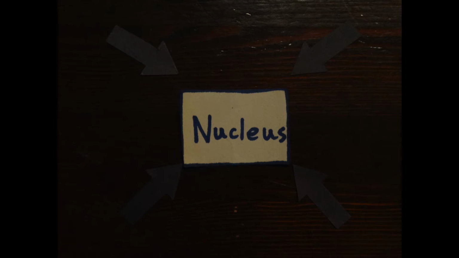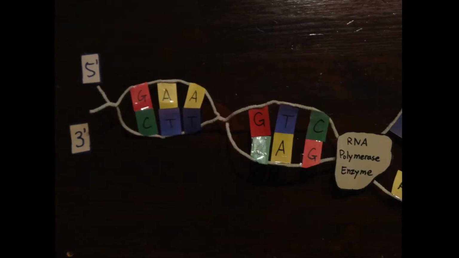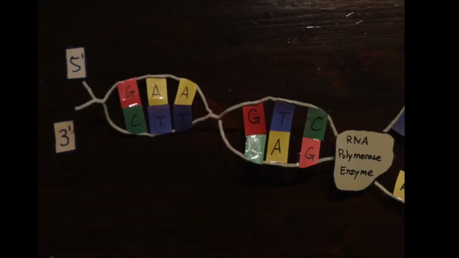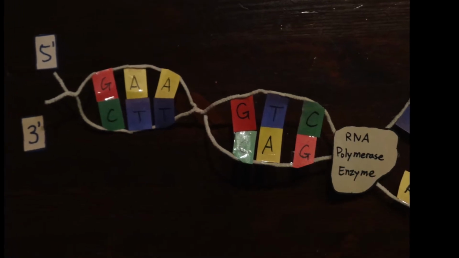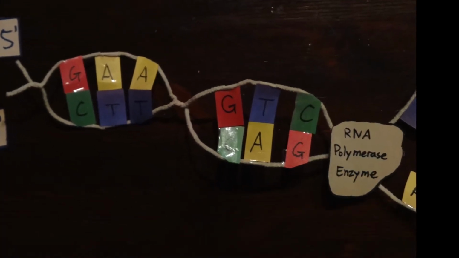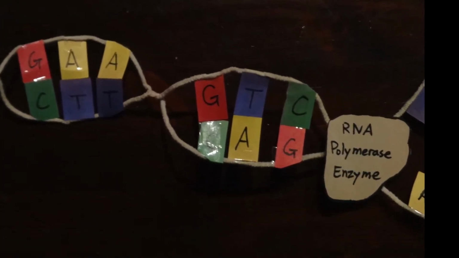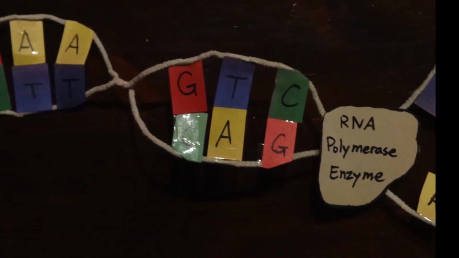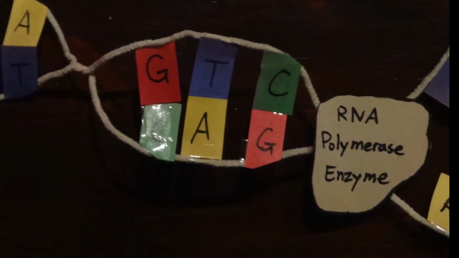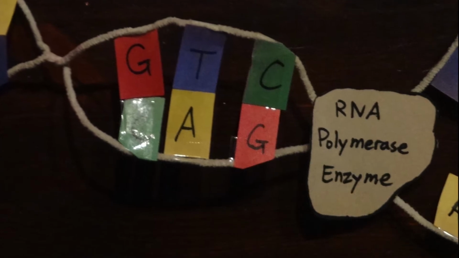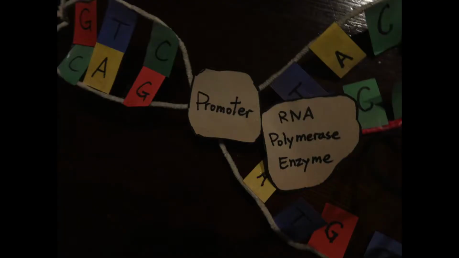Transcription occurs within the nucleus and is the process by which mRNA, or messenger RNA, is formed. The 3' to 5' strand of DNA, called the antisense strand, is unzipped by the RNA polymerase, detaching it from the 5' to 3' strand, called the sense strand. Only a small section is unzipped, containing the gene to be transcribed.